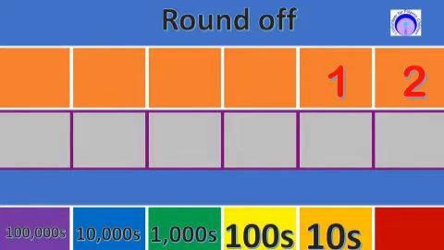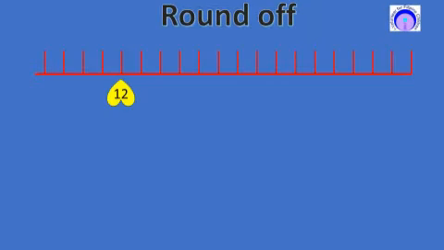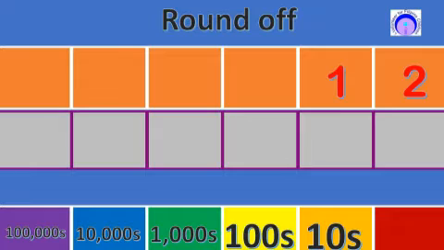Let's round off number 12. Let's take a look again with our number line, where 12 is located. This slide shows you where number 10 and number 20 are located. Sino sa kanila ang mas malapit? Number 10 or number 20? Obviously, number 10 is very near to 12. Therefore, when 12 is rounded off to the nearest tens, the answer is 10.